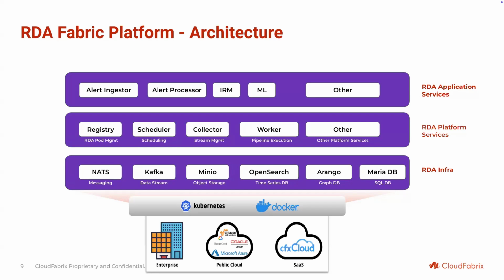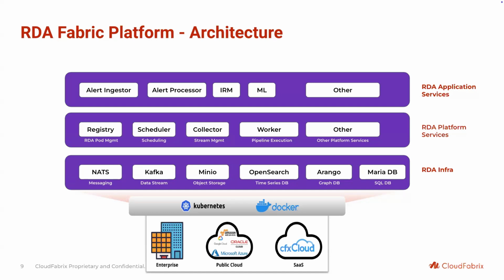On top of that, we have our core platform services. We will talk in more detail in the further slides. So we have the registry, and we have a scheduler. We have the collector for streaming management. We have the workers for distributed job execution for data automation. And we have other supporting platform services.